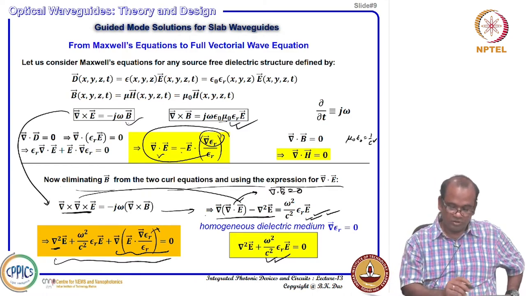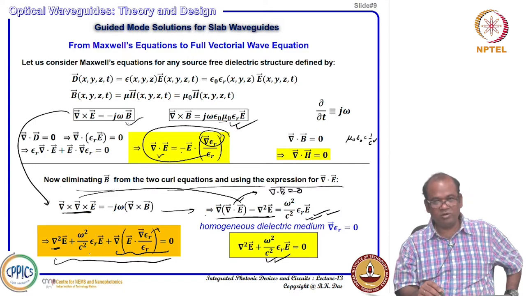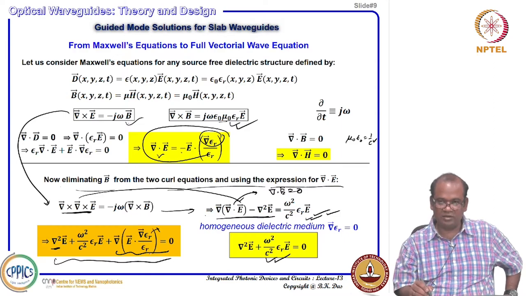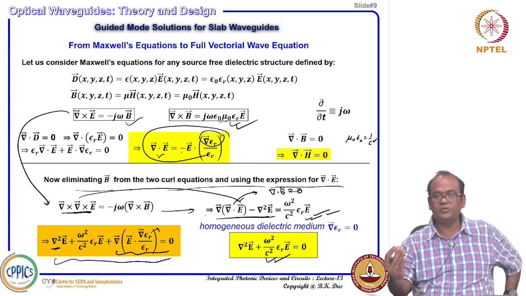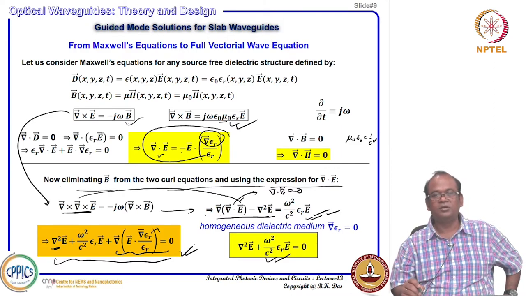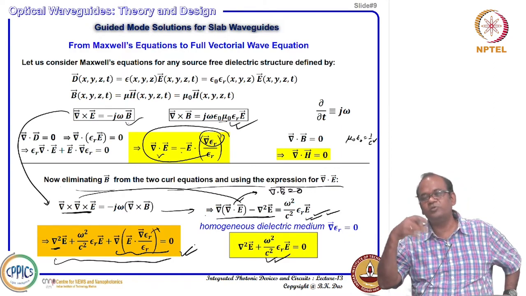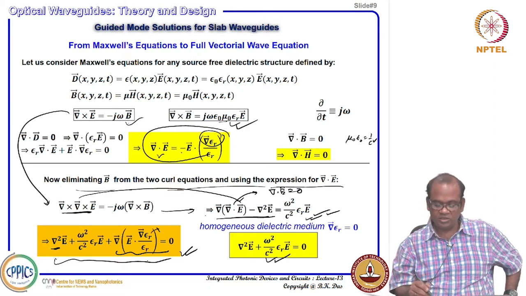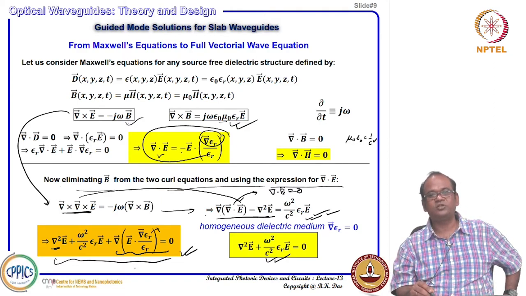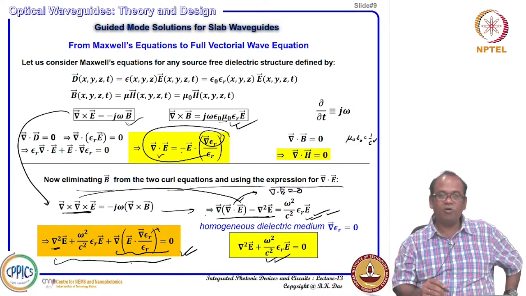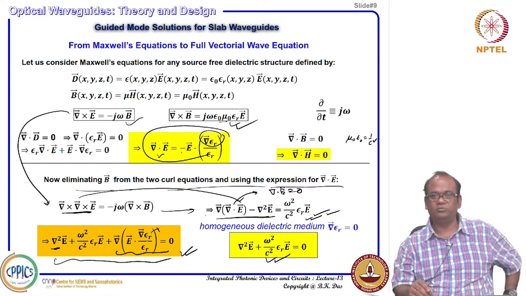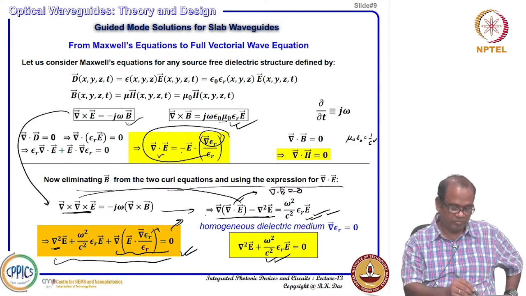This is actually called the vector wave equation for the electric field. All of these are vectors, nothing is scalar. We will show that anything we want to solve in an inhomogeneous medium, we have to start from here, because practically you have to deal with inhomogeneous media. So far, in any electromagnetic theory textbook you have dealt only with homogeneous media, where del epsilon is equal to 0. Now we have to deal with inhomogeneous media, so we have to start from here all the time.